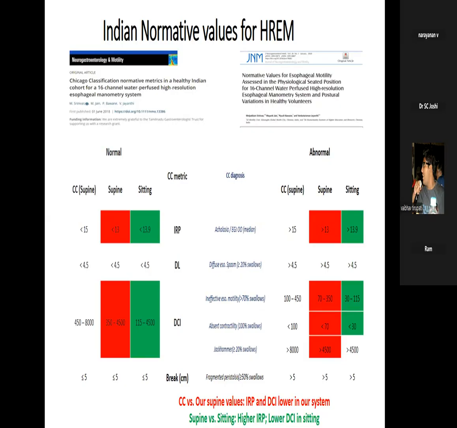Now, the interesting bit is in ineffective esophageal motility and absent contractility. Unlike the Chicago classification, which says 100 to 450 is ineffective esophageal motility, we have got 70 to 350 in supine, 30 to 115 in sitting. And absent contractility, therefore, less than 70, less than 30. So these are very low numbers. Actually, if you look at Chicago also, absent contractility is not always near 100, it is more near 20. So we are getting these values which we can call abnormal in our patients.